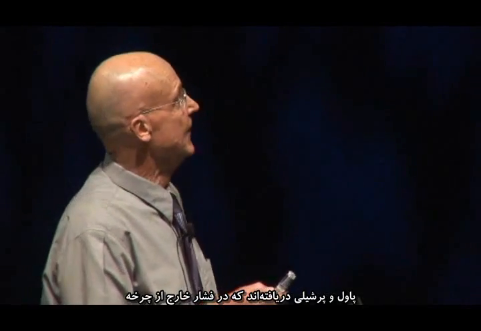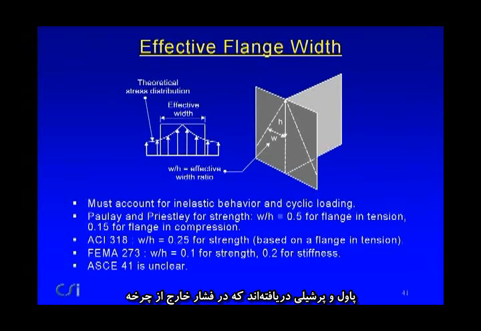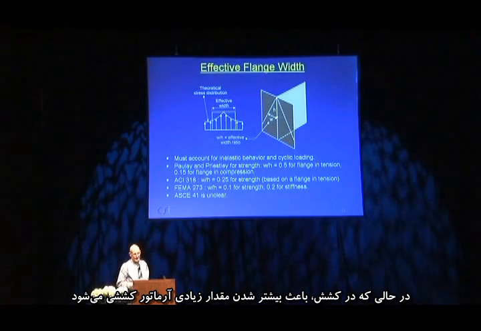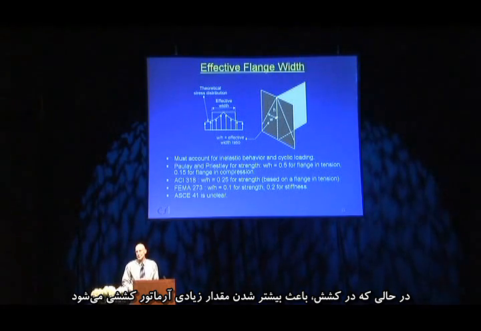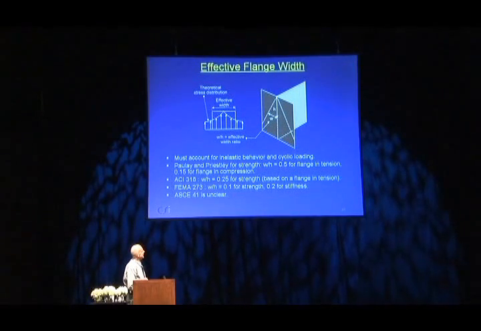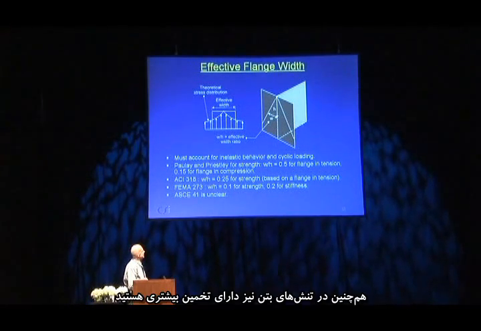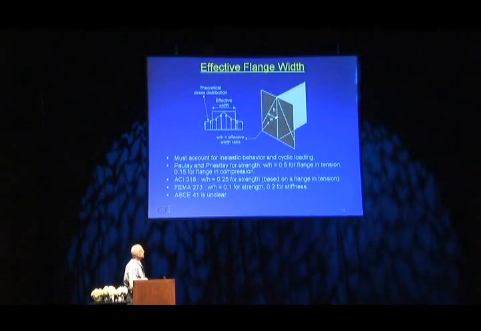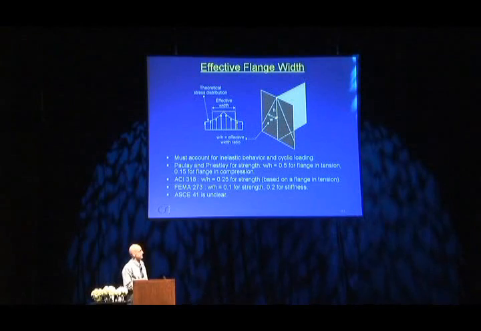One of the things that Paulay and Priestley observe is that in compression, after a few cycles, there's only a small amount of concrete which is in compression, and most of the other is still cracked, even when it's in compression, which is why they have a smaller value here. Whereas in tension, it can tend to bring in quite a lot of the tensile reinforcement, and it's probably not a bad idea from a strength-based design to maybe overestimate this a little bit so as you also overestimate the concrete stresses. Anyway, 0.5 for flange in tension, 0.15 in compression. And this is for calculation of strength, not for calculation of stiffness.